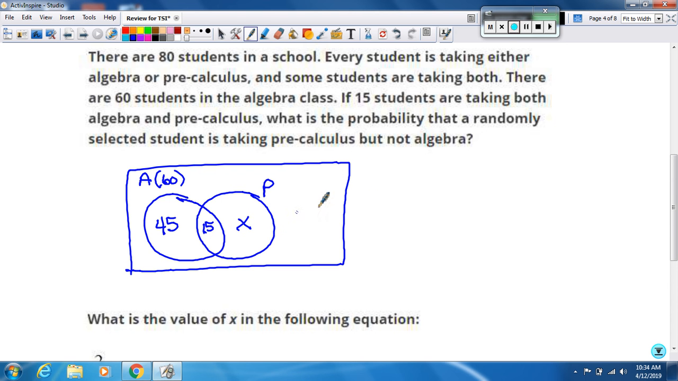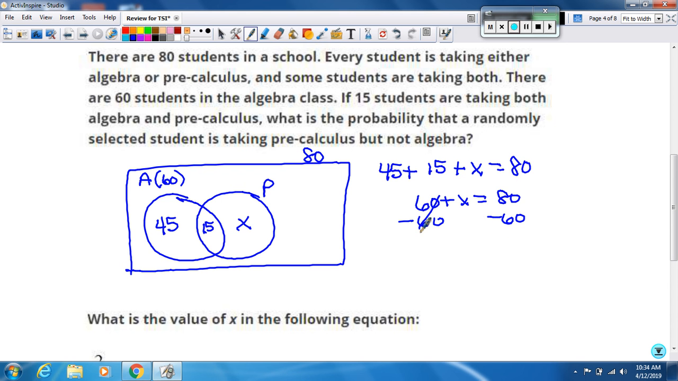So now if we add everything up, 45 plus 15 plus x has to equal the total of 80, the total of the whole thing, 80 students in the school. So 45 plus 15 is 60, plus x equals 80. Subtract 60 from both sides. Opposites cancel. X equals 20.